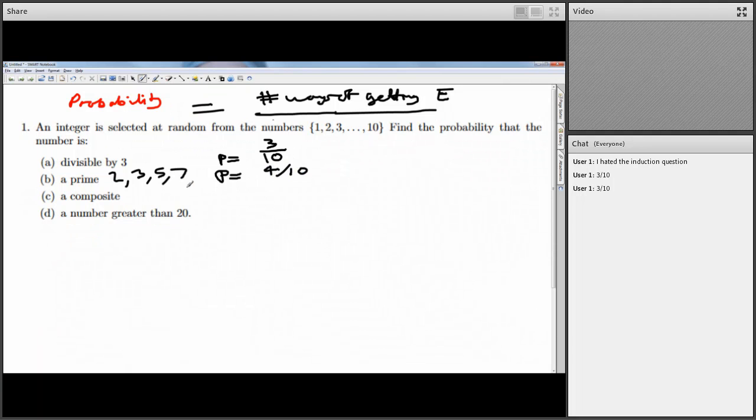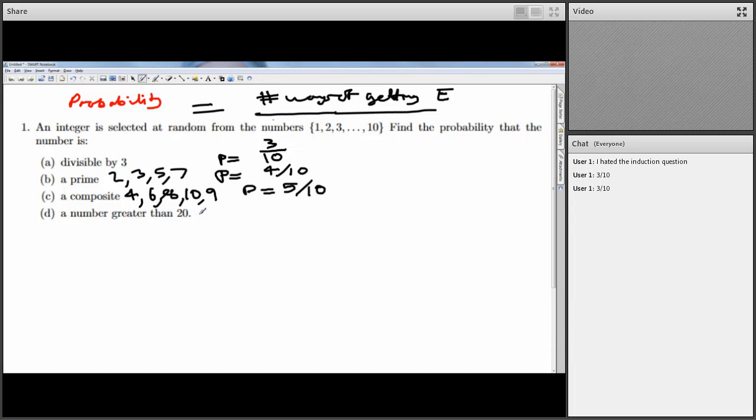They're all different primes. 1 is special. It's called a unit. So numbers are either primes, units, and not very many of them, or a composite. So all the other numbers, 4, 6, 8, 10, and 9. I forgot one. The other 5 numbers would be composite. So the probability of a composite number would be 5 out of 10.